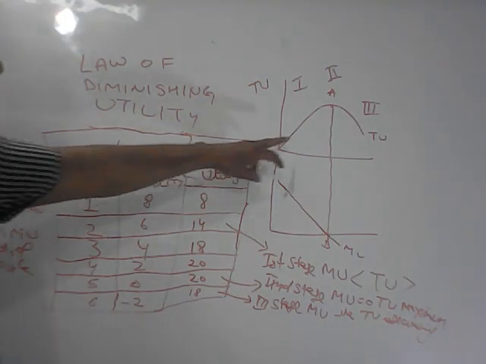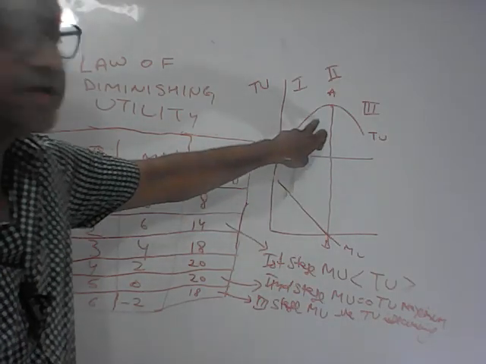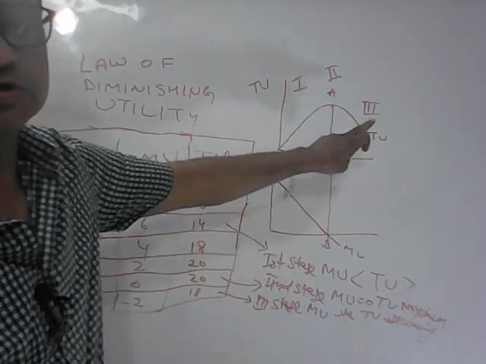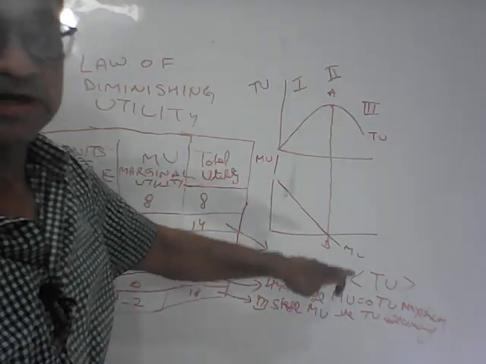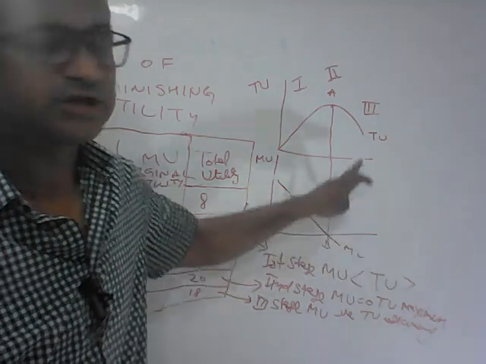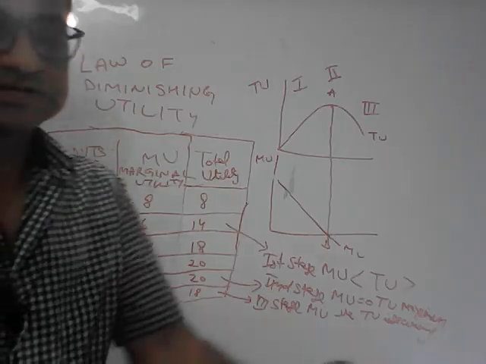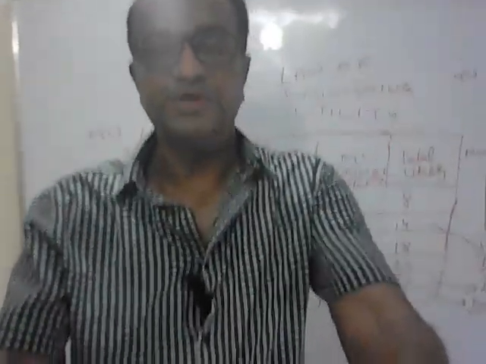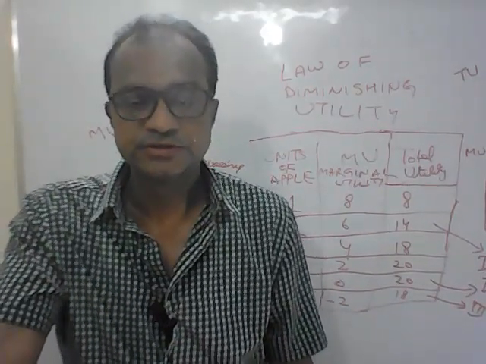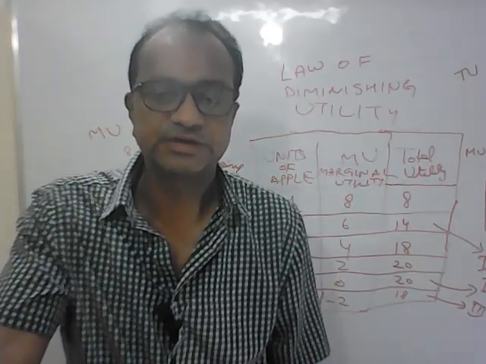I am repeating it again. If you recall, when the marginal utility decreases, total utility is increasing. And on the second stage, where the marginal utility is 0, total utility is maximum. Whereas on the third stage, where the marginal utility is negative, the total utility starts diminishing or decreasing. And this is the concept which is called the law of diminishing marginal utility, given by Marshall in the case of a single commodity whose units are consumed.